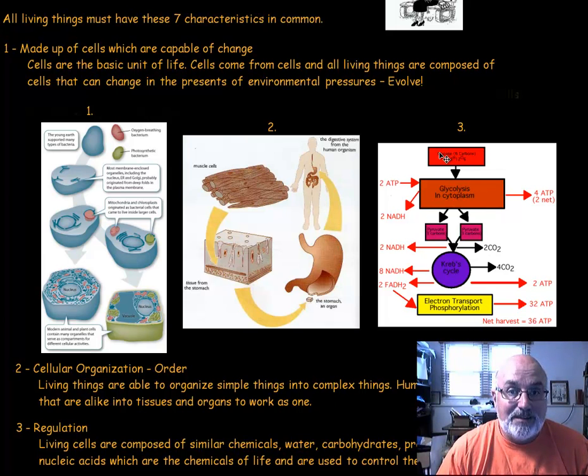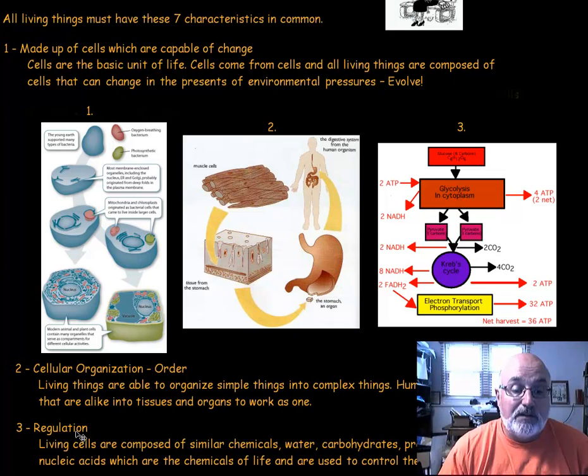The only thing that we can't do that plants do, I guess there are quite a few things that we can do that plants can't do, or plants can do that we can't do, but the plants actually can make their own sugar. We have to get that from our environment. So again, made up of cells and can evolve.